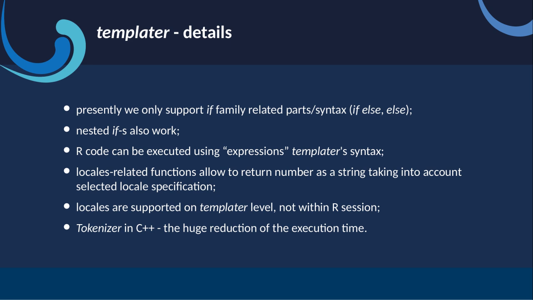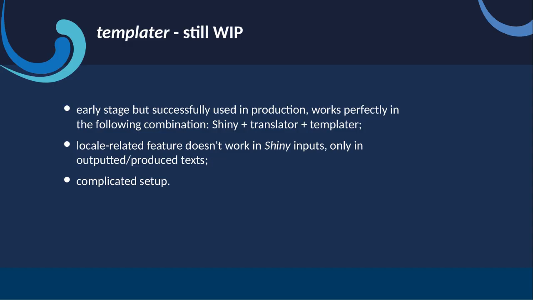At some point, we decided to rewrite Templater's component tokenizer in C++, gaining a huge reduction of the execution time. In combination with translated text, using the earlier mentioned translator package, we are able to present locale-aware text in the HeatR application. Presently, only output values are processed. Shiny inputs are not handled yet. We use this widely in production, including chart unit formatting of big numbers, PDF exports, and all texts inside the Heat application. This is still an early version. There are many planned functions. For example, the setup process is complicated, mainly due to the operating system libraries needed by Templater.